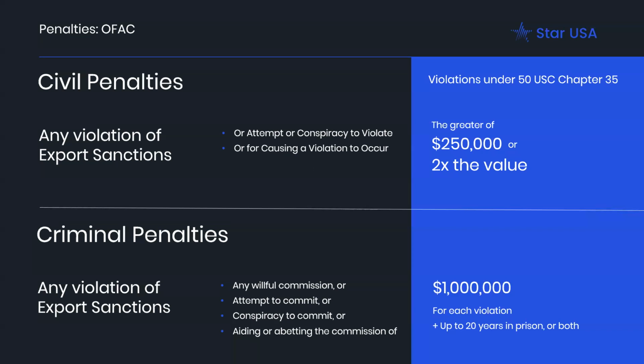If you get into criminal, which is any willful commission or attempt or conspiracy to commit, or aiding and abetting the commission of one of those violations of the export sanctions, you're starting at $1 million for each violation, plus up to 20 years in prison, or both. Very severe penalties. OFAC, again, is one of the primary agencies that you're going to be dealing with when you're considering restricted party screening, and understanding what the cost of violation is in this context is extremely important to ensuring that you've got the right support in place from all levels of your organization.